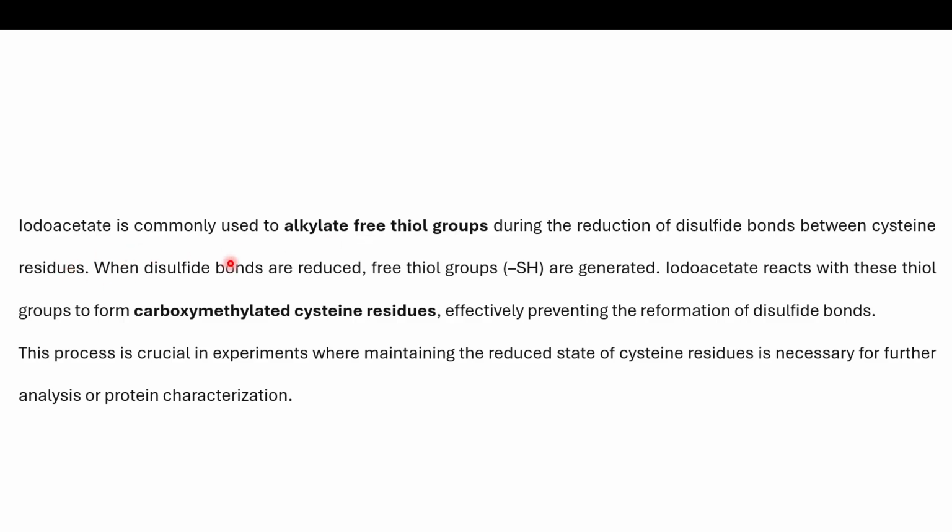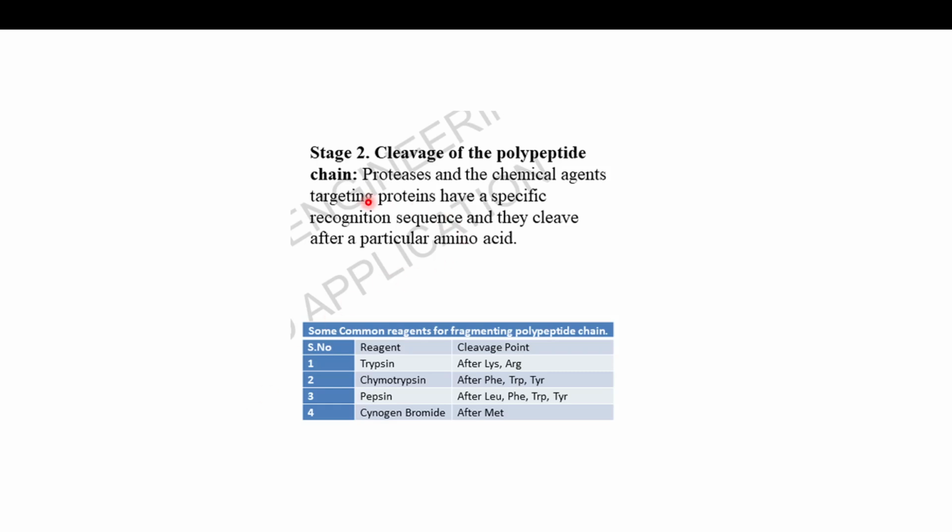Iodoacetate is commonly used to alkylate free thiol groups during reduction of disulfide bonds. When disulfide bonds are reduced, free SH groups are generated. Iodoacetate reacts with these thiol groups to form carboxymethylated cysteine residues, effectively preventing the reformation of disulfide bonds. It is important in experiments where maintaining the reduced state of cysteine residues is necessary for further analysis or protein characterization.